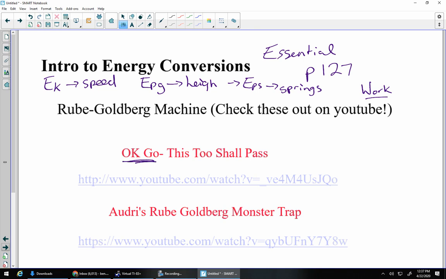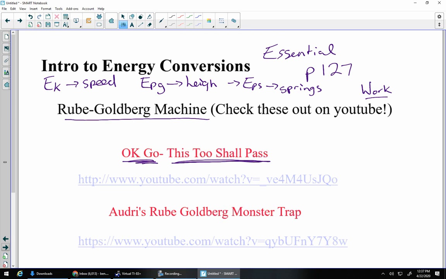This OK Go is a music video. If you just Google search "OK Go, This Too Shall Pass," watch the music video. Enjoy. It is fantastic. It is all shot in one complete shot, which is kind of neat. And it shows you a Rube Goldberg machine. And I'm sure once you watch the video, you'll figure out what a Rube Goldberg machine is.